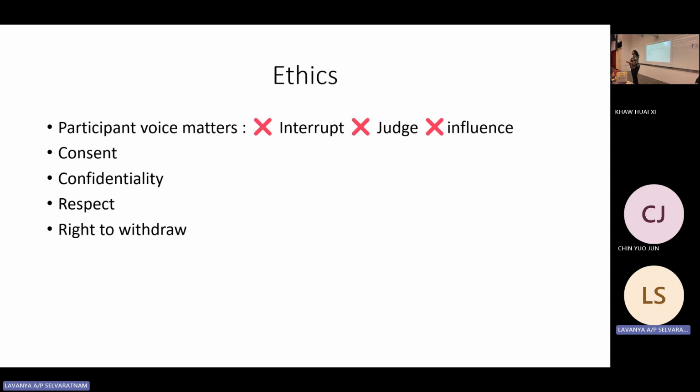That is the approach of a qualitative researcher. I don't know what is going on in your brain. Don't think for them and don't assume. Ask. Have the evidence and find out. If they open their mouth and say, this is what it is, then you believe it. If not, don't listen. So don't interrupt, don't judge, don't influence.